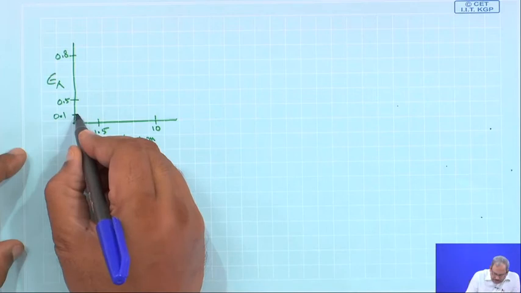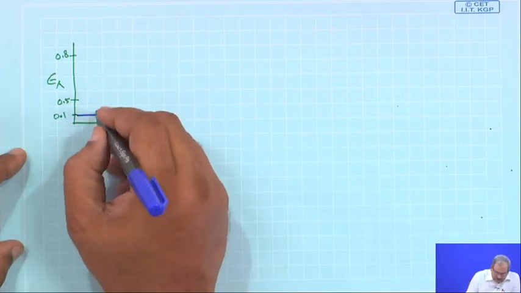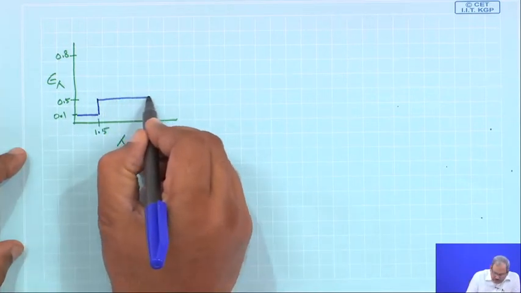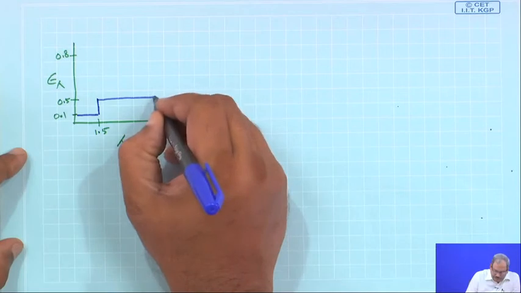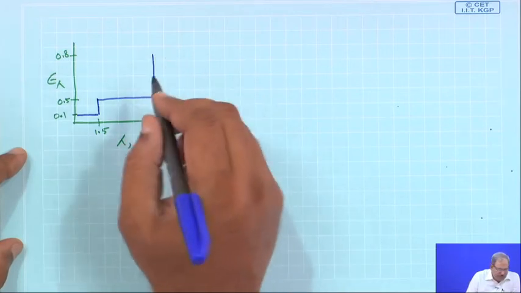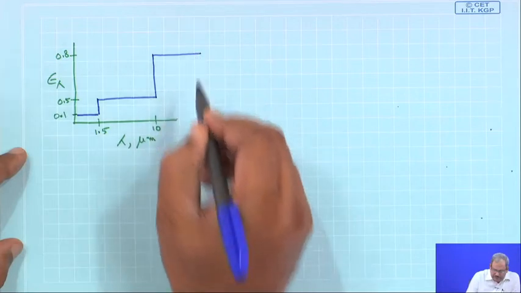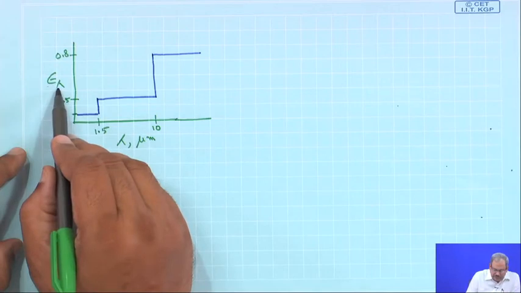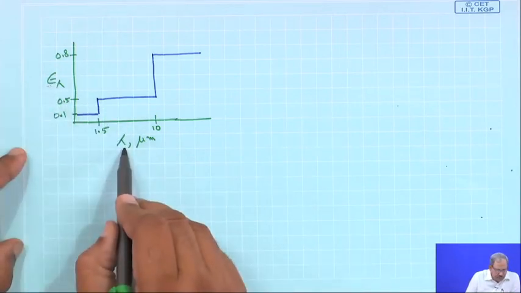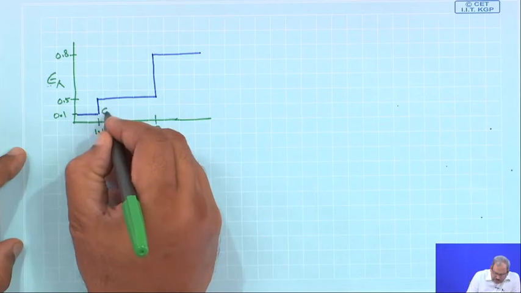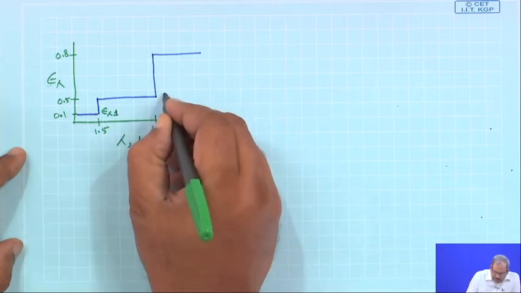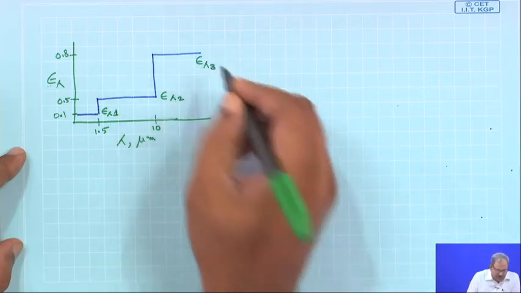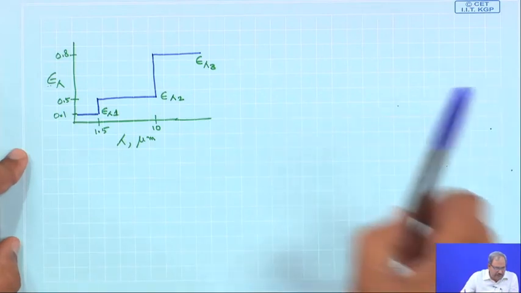So, the value of emissivity would be like this: it goes all the way to 0.5, up to 10 its value is going to be 0.5, and then it goes all the way up to 0.8 and remains at 0.8. So, this is the spectral distribution of emissivity as a function of wavelength. Let us call this E lambda 1, this E lambda 2 and this E lambda 3. So, this is what is provided in this.